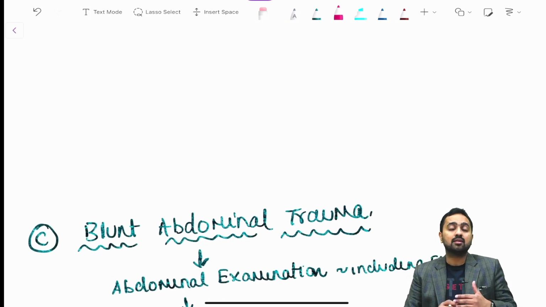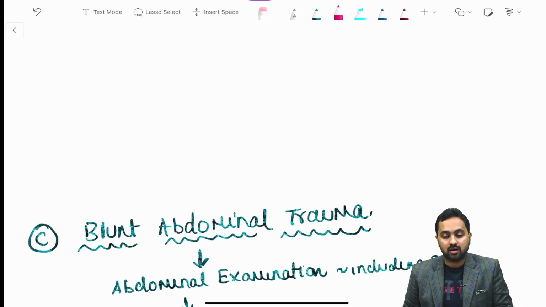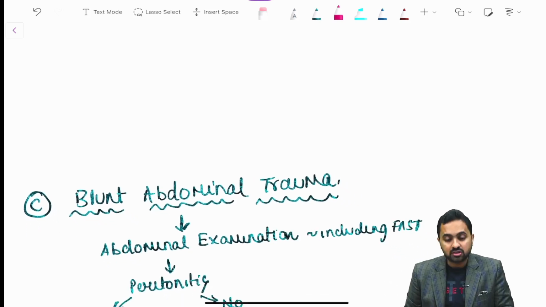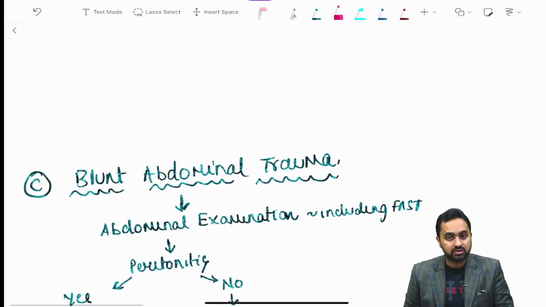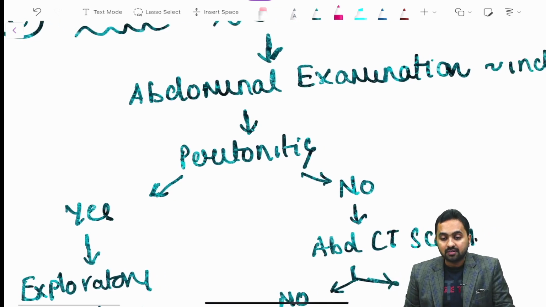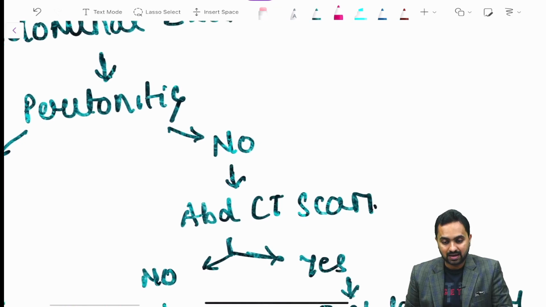Now this generalized approach can be applicable for each and every organ that we move ahead. So if there's a blunt abdominal trauma, we do an abdominal examination including your FAST. Now we check for peritonitis. Now if there are features of peritonitis, then we do an exploratory laparotomy. Now, if there are no features of peritonitis, then we do an abdominal CT scan, right?